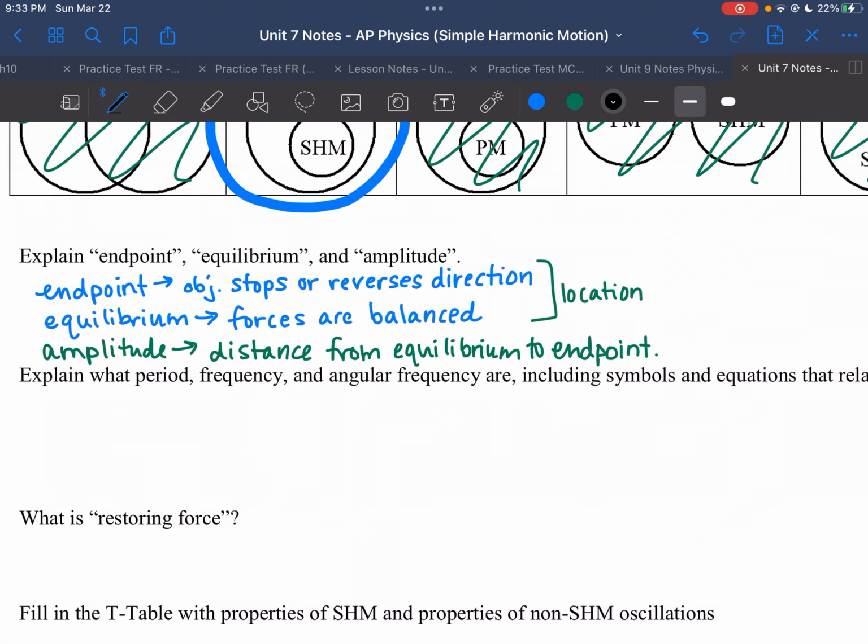So if you think about a spring as it's oscillating back and forth, it's going to move left and right like this. When it is at its equilibrium position, that's when the spring is not being stretched or compressed. That's your equilibrium. When it is pushed as far back as it can go, that is an endpoint. And if you want to measure the distance between them, that is your amplitude.